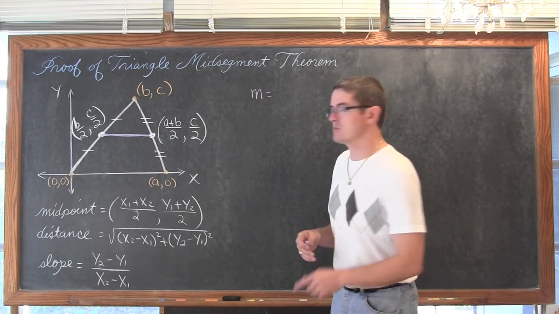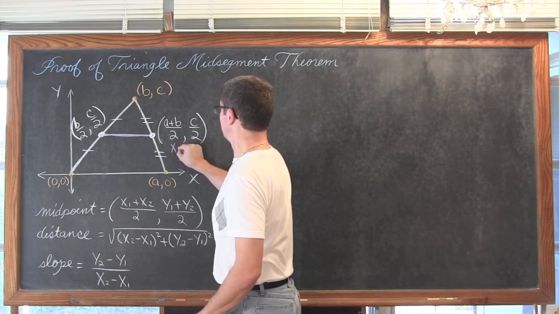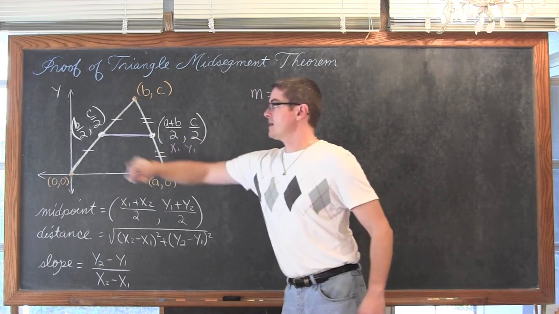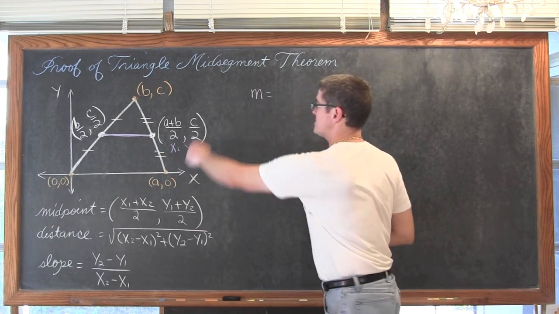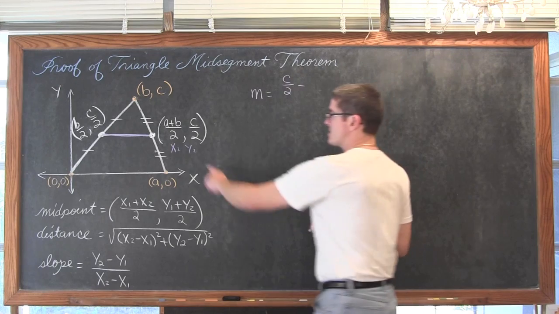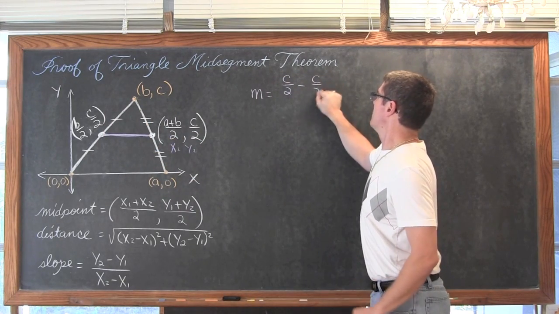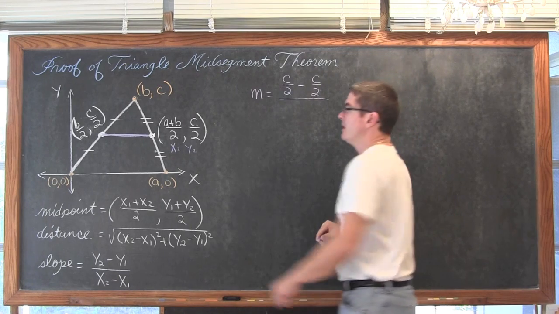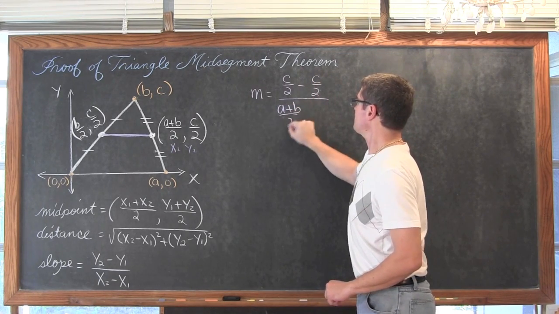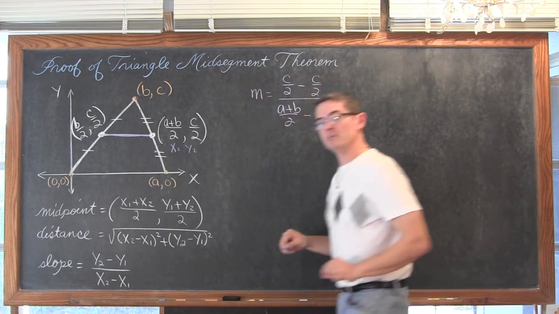So I think what I'll do is I'll go from right to left. We'll call this x sub 2 and y sub 2, and that'll be x sub 1 and y sub 1. So we have c over 2 minus, that's y sub 2 minus y sub 1, which is another c over 2, over x sub 2, which is going to be (a plus b) over 2, minus x sub 1, which is going to be b over 2.